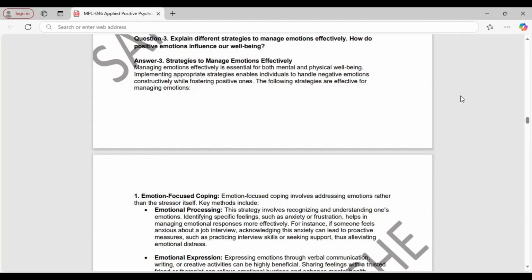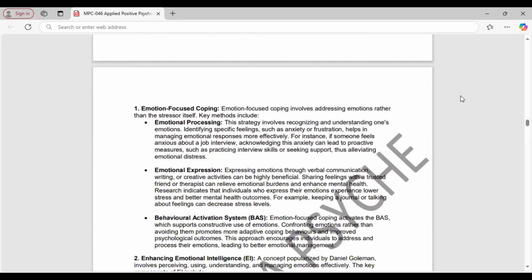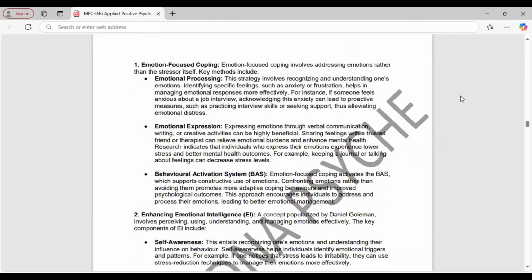First one, emotion focused coping. This strategy prioritizes addressing emotions over the stressor itself, and the key methods include emotional processing. Recognizing and understanding one's emotions aids in managing responses effectively. For instance, acknowledging anxiety about a job interview can lead to proactive steps like practicing interview skills. Emotional expression, sharing feelings through communication, writing, or creative activities can relieve emotional burdens and improve mental health. Studies show that expressing emotions correlates with lower stress level.